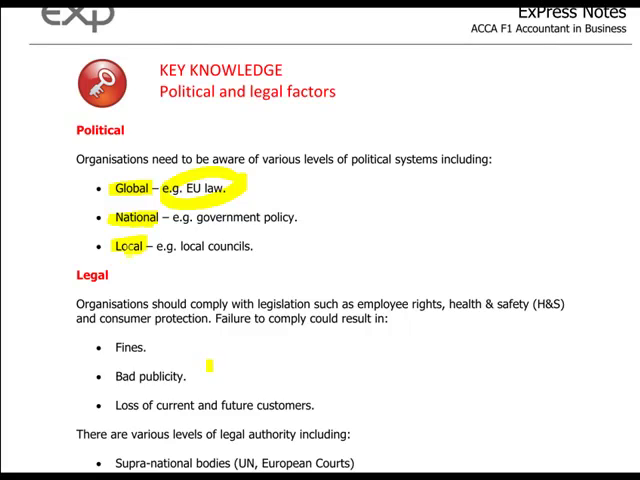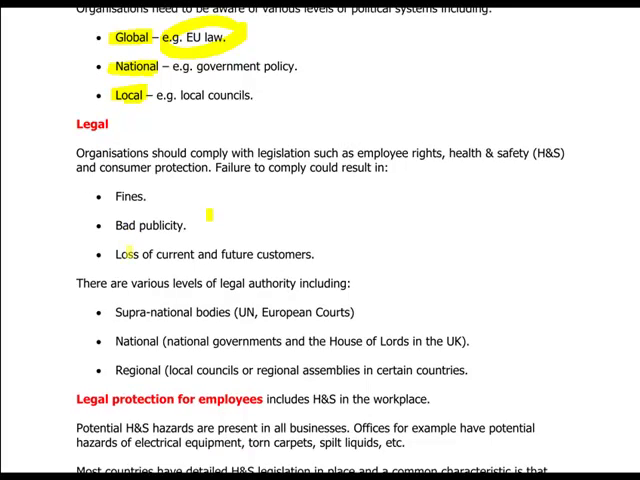If we look at the legal side of things, first, organisations should make sure they comply with all legislation: employee rights, health and safety, consumer protection, and so on. If you don't, obviously you may suffer fines. There could also be bad publicity, which would flow into poor sales, people not wanting to work for you, various things like that, and leading on from there, loss of current and future potential.